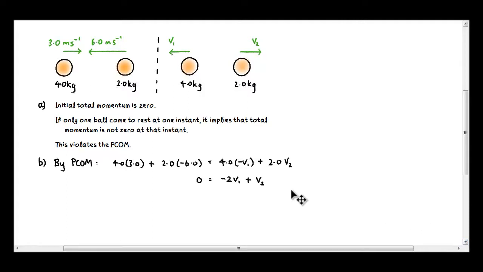Let's now move on to part B. To solve part B, we first form an equation out of the principle of conservation of momentum. So the total momentum before the collision, which is 4 times 3 plus 2 times negative 6, should be equal to the total momentum after the collision, which is 4 times negative v1 plus 2 times v2. So we get the first equation here.